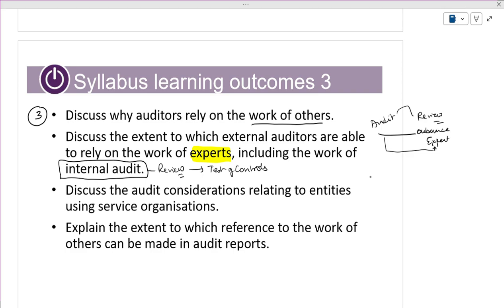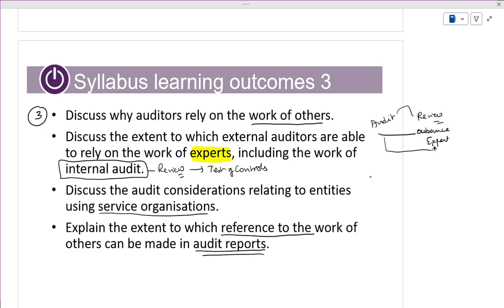And audit consideration relating to entities using service organizations. If we are using any services, right? What are the things we have to consider in terms of tax audit, in terms of valuation, anything as such? What are the audit considerations? And explain the extent to which reference to the work of others can be made in the audit reports.